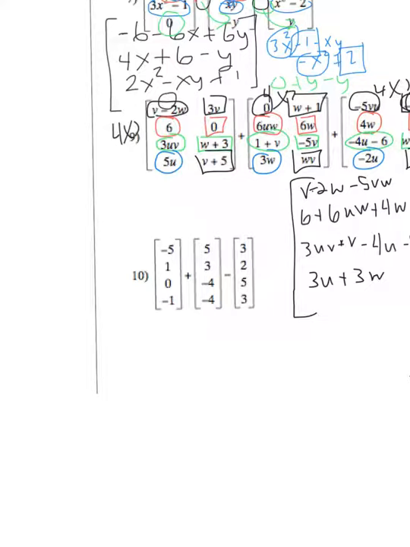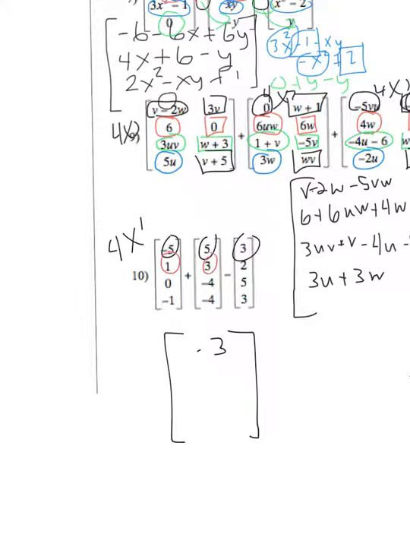Okay, and so number 10 should be a real simple one now. I've got a 4 down by 1 for all of them, so that should end up with a 4 by 1. So taking the top row, -5 plus 5 minus 3, 1 plus 3 minus 2, so 1 plus 3 is 4 minus 2, 0 plus -4 minus 5 will be -9, and -1 plus -4 minus 3, -1, -5 minus 3, -8.